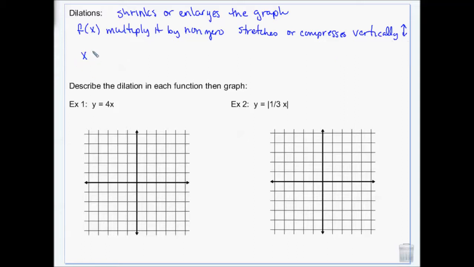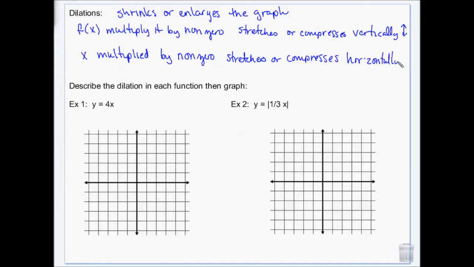If x is multiplied by a non-zero, it stretches or compresses horizontally. So this way. So it either makes it fatter or skinnier.